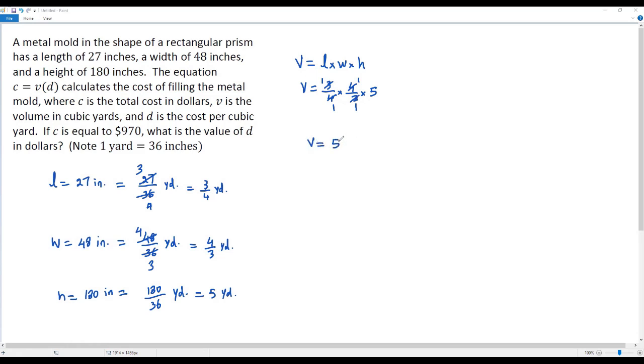And the unit of volume is a cubic measure. Since we have the dimensions in yards, the volume has to be in cubic yards. Let me write it over here. Okay, here I got the volume.